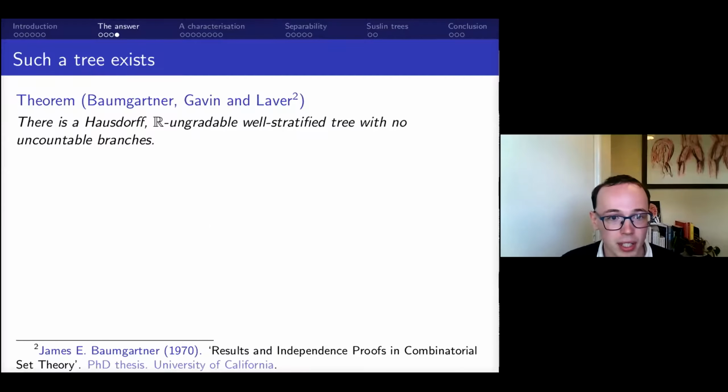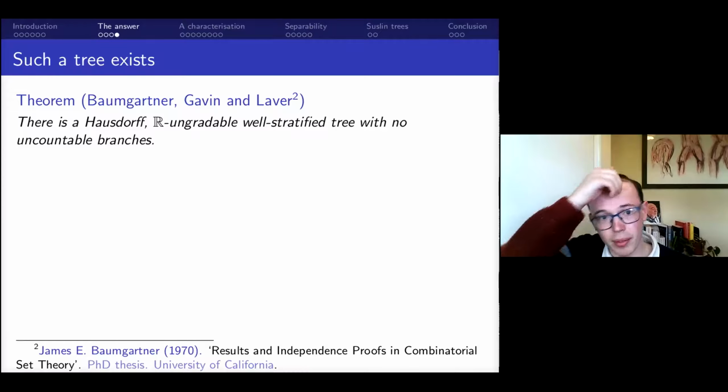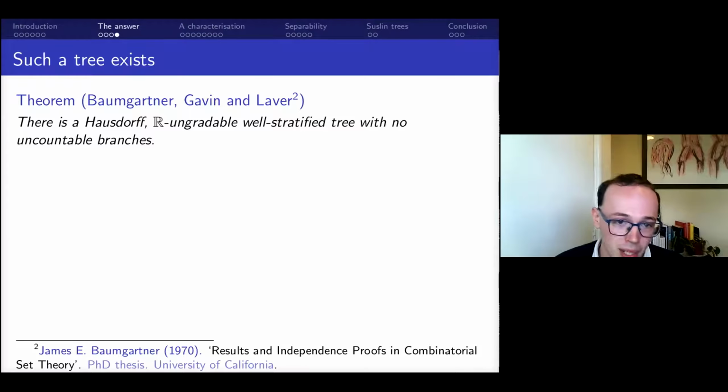In 1970, Baumgartner proved that such a tree exists using results from Galvin and Laver. So the theorem is there is a Hausdorff R-gradable well-stratified tree with no uncountable branches. I'm not going to prove it completely. I'm just going to give you an outline of how it works.